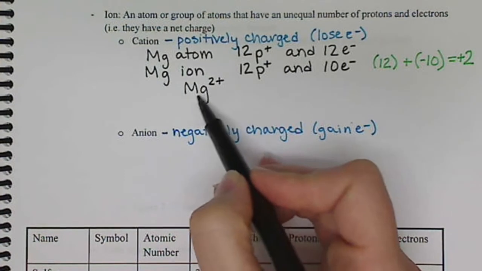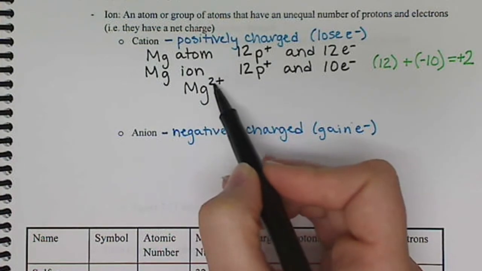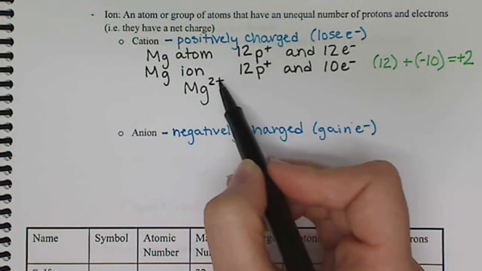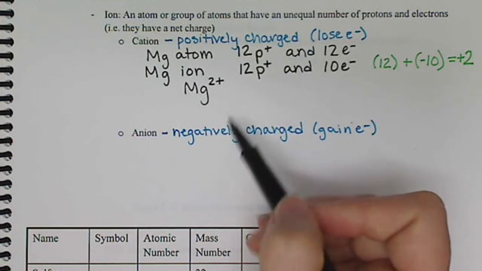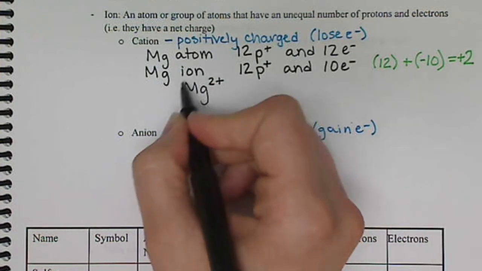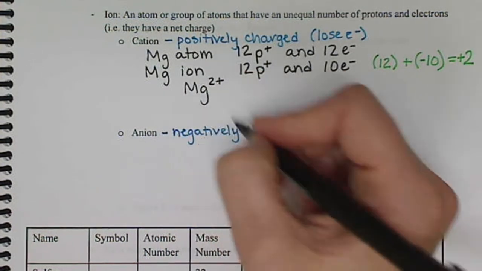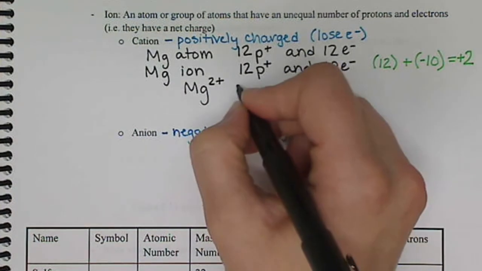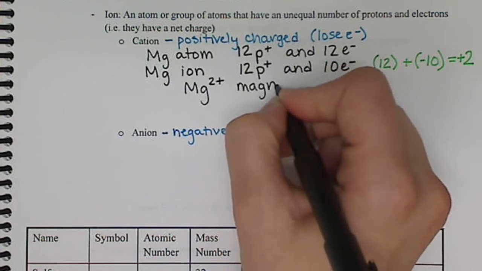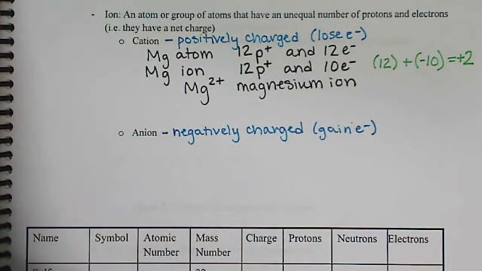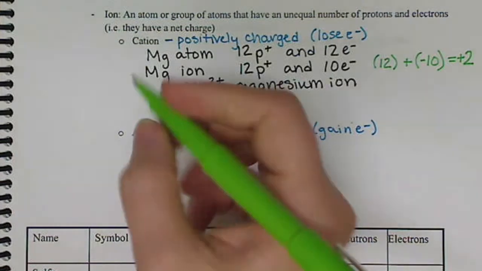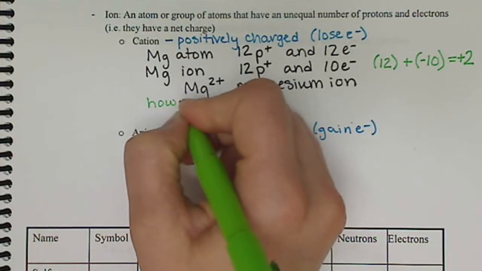Typically we put the numerical value of the charge first and then the positive or negative second, to make it look different than an exponent. The name of this cation would just be magnesium ion. We're going to be talking about naming a lot, so let's write down our rules.